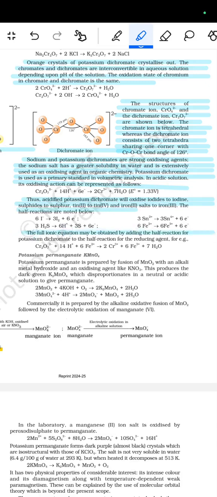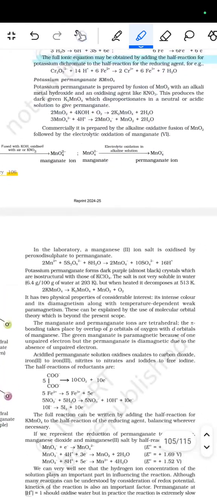The full ionic equation may be obtained by adding the half reaction for potassium dichromate to the half reaction for the reducing agent. Cr2O7 2- plus 14H+ plus 6Fe2+ gives 2Cr3+ plus 6Fe3+ plus 7H2O. फिर आता है पोटेशियम परमैंगनेट KMnO4.